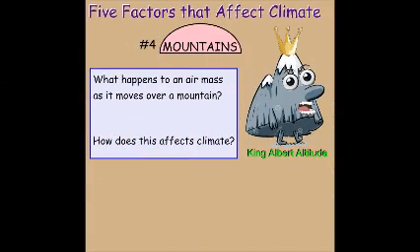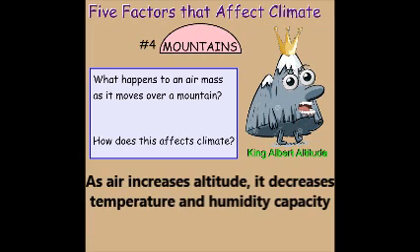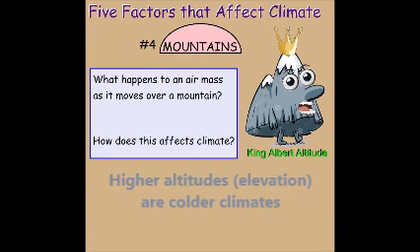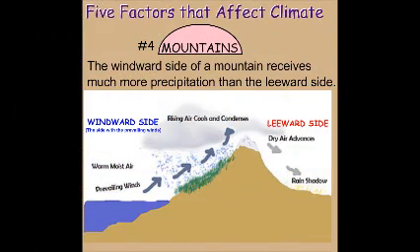The fourth factor that affects climate is mountains. We know that as air rises over a mountain, it increases in altitude, which means it becomes cooler, and its humidity capacity also decreases. This means that higher altitudes are going to be colder climates, and also it's going to rain on one side of these mountains. In this diagram, you can see that the windward side, which is the side where the prevailing winds are blowing, becomes the wetter side of the mountain, and the leeward side becomes a rain shadow. It becomes much drier in those places.